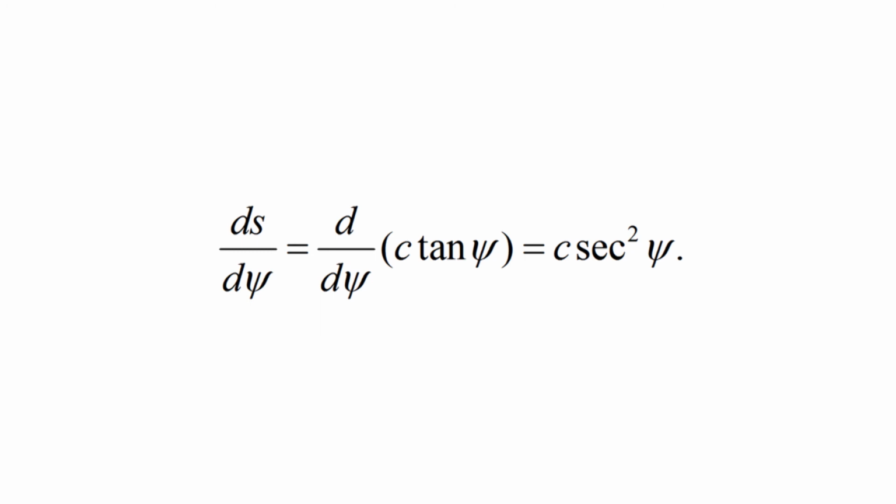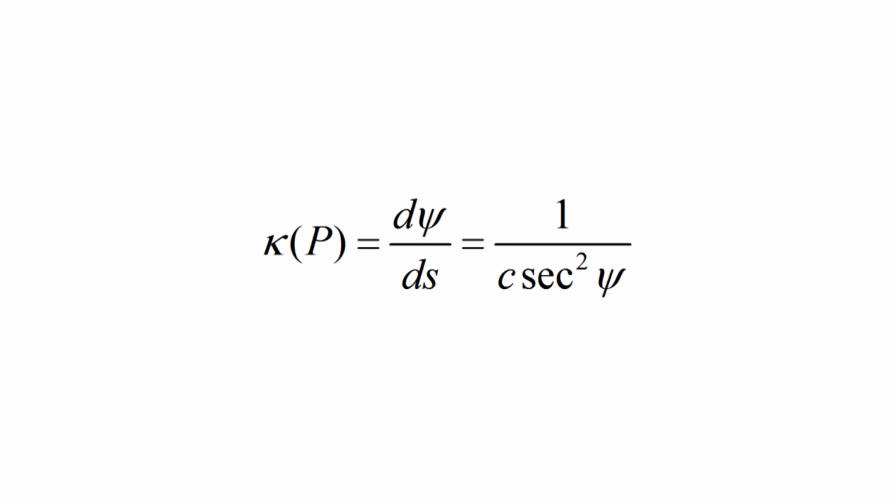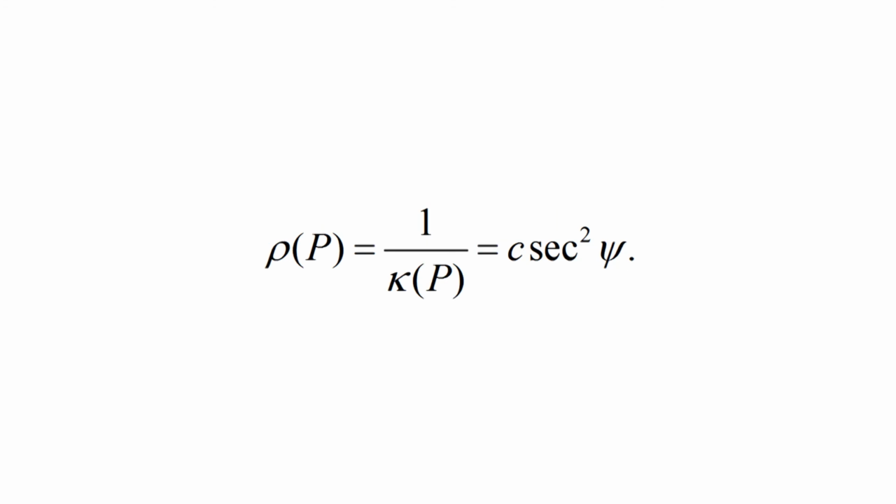Hence, the curvature at any point P of the catenary is κ(P) = dψ/ds, which is equal to 1/(c sec²ψ), and the radius of curvature at any point P is ρ(P) = 1/κ(P), which is equal to c sec²ψ.